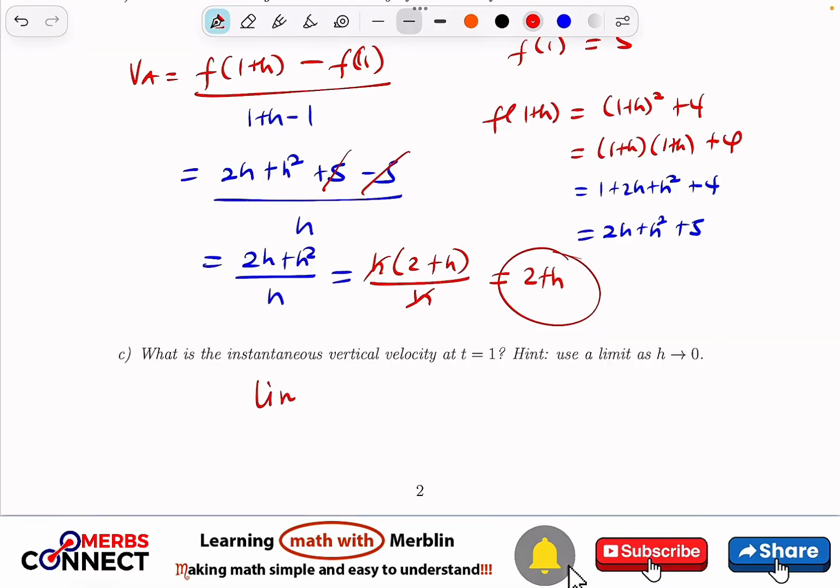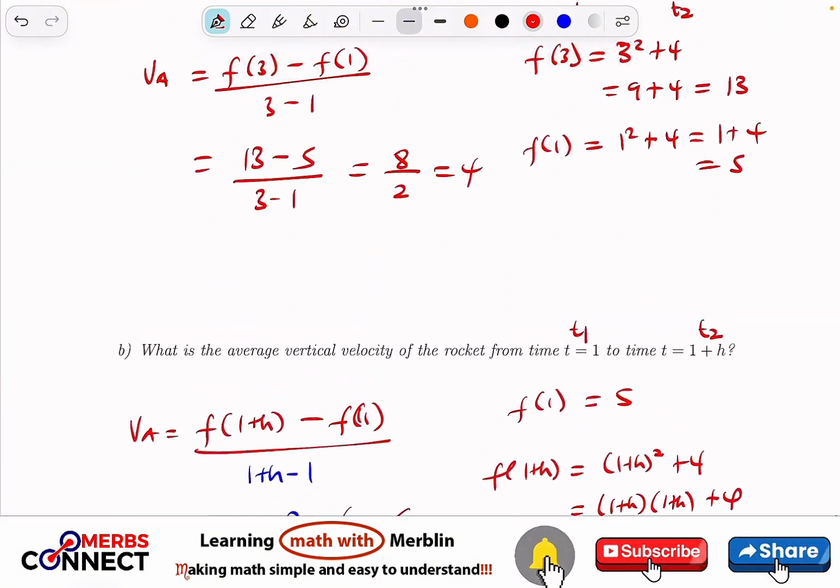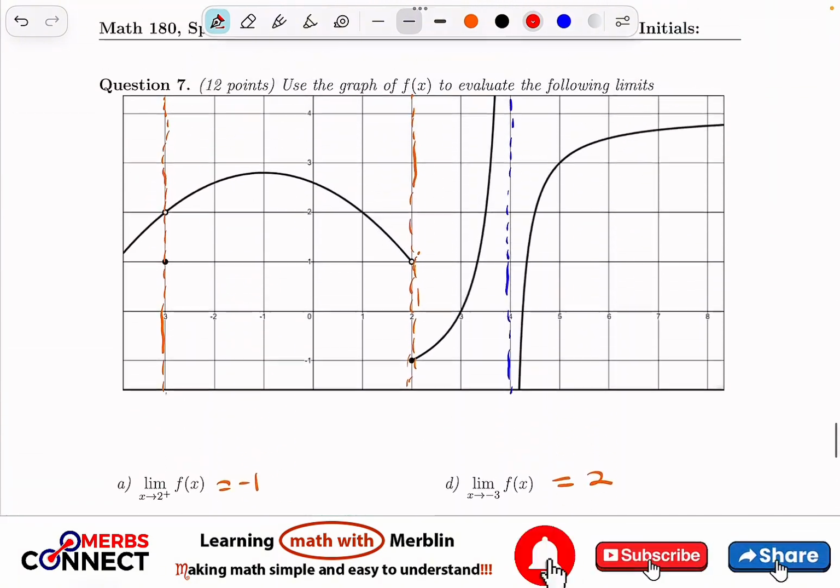So here we look at h approaching 0 of the final answer that we got here. We set h to 0, and this is equal to 2 plus 0, and this is equal to 2. So this is what you are going to get for the question here.